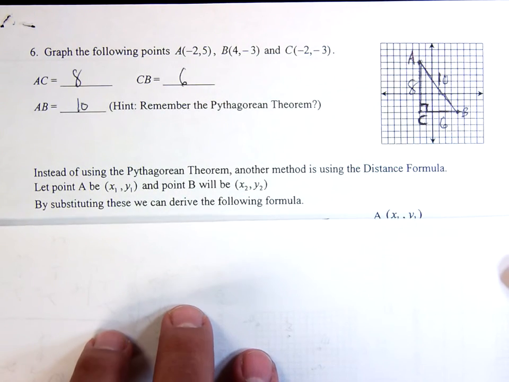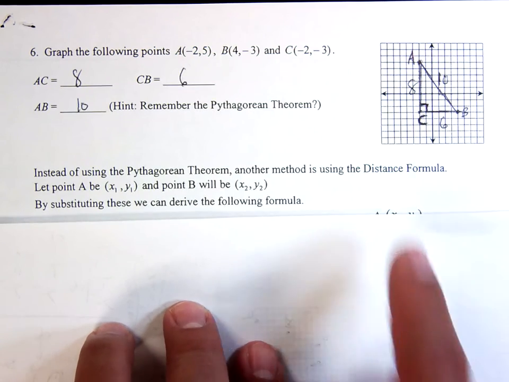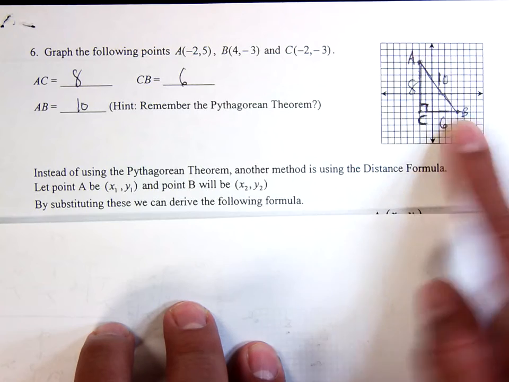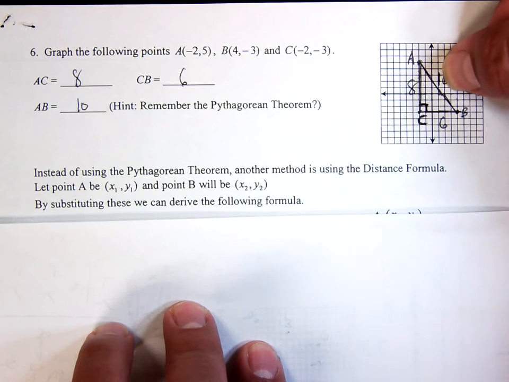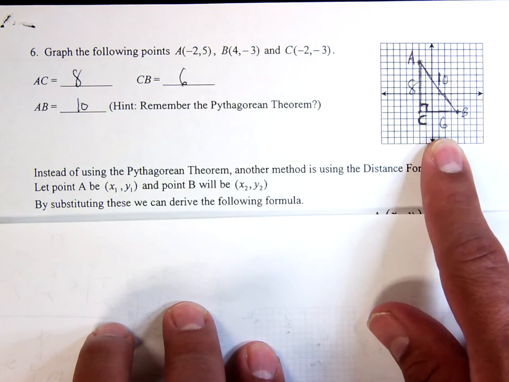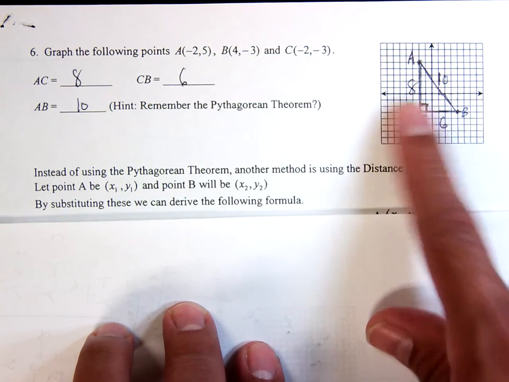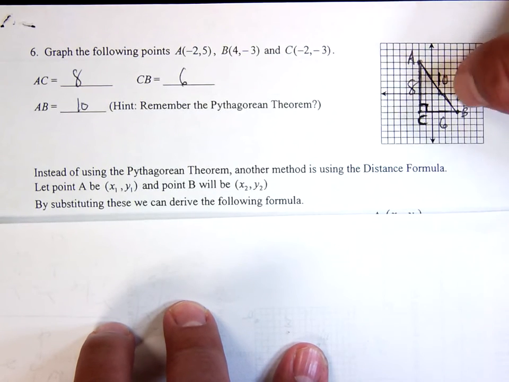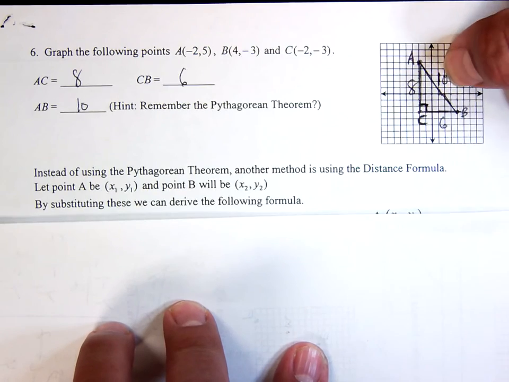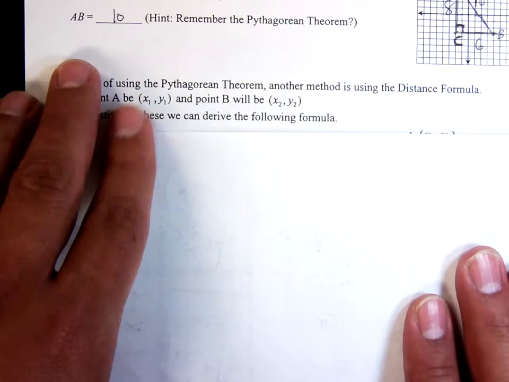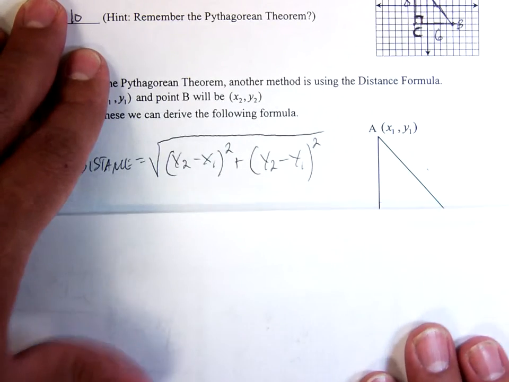But if I remember my Pythagorean theorem, I can do a squared, so this side squared, plus this side squared has to be equal to this side squared. So 8 squared is 64, 6 squared is 36. 64 plus 36 is 100. So 100 has to be equal to this side squared. So this side squared equals 100. That means this side has got to be 10. AB is 10. Pythagorean theorem naturally leads us into the distance formula.